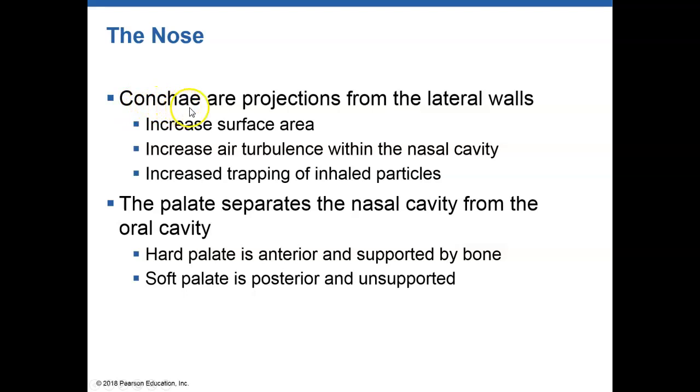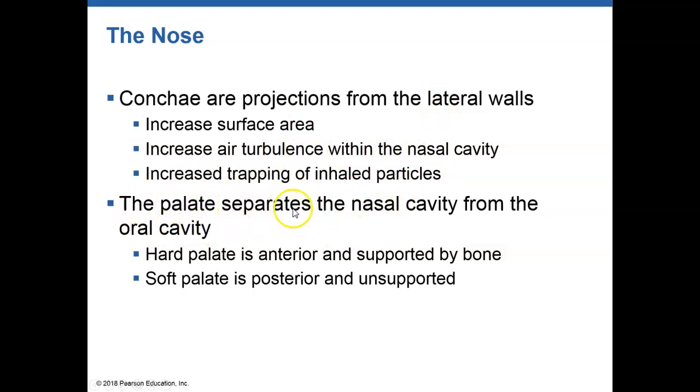Within that nasal cavity, we have concha, which are projections from the walls of the nasal cavity. These increase surface area and increase turbulence. So as air flows, it hits those bumps and it starts moving around. This helps us to trap more pathogens potentially, as well as helps the air to warm up.